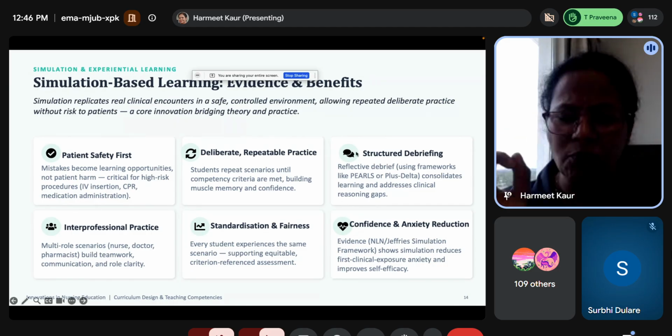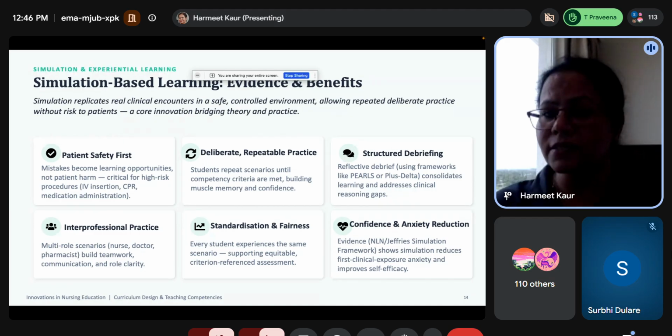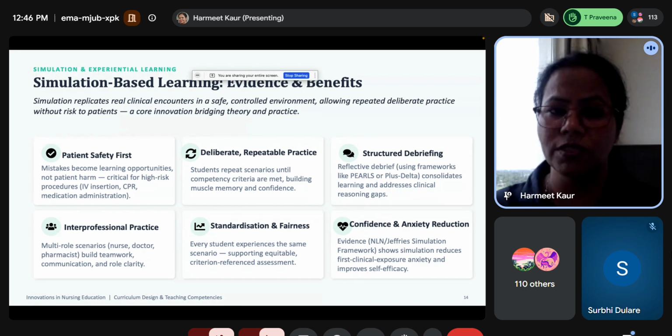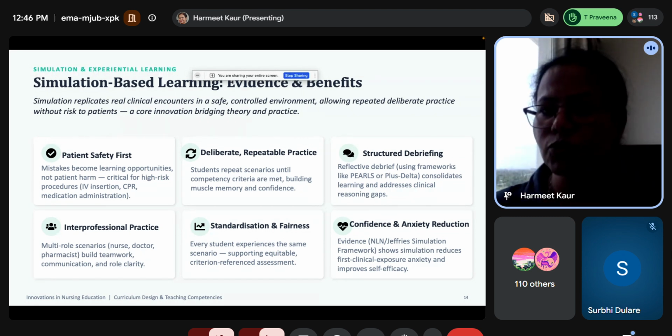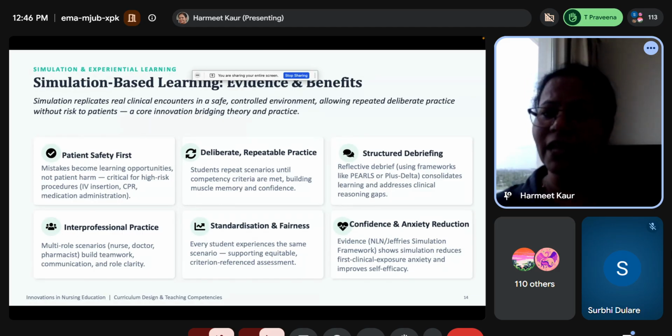This is a very important thing. Once the student completes that scenario, the second last step, which is very important, is debriefing. You have to sit with the students. You are a facilitator for the student where we do the reflective debriefing. We ask the student, what have you done positive? What were the plus points? What were the delta points?